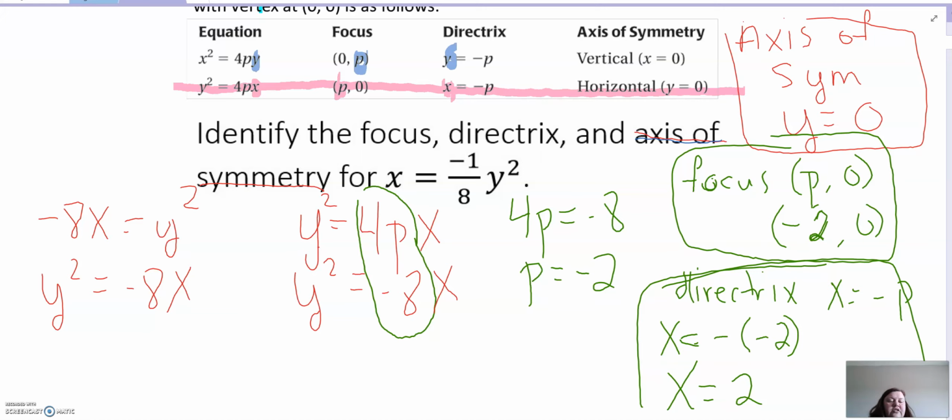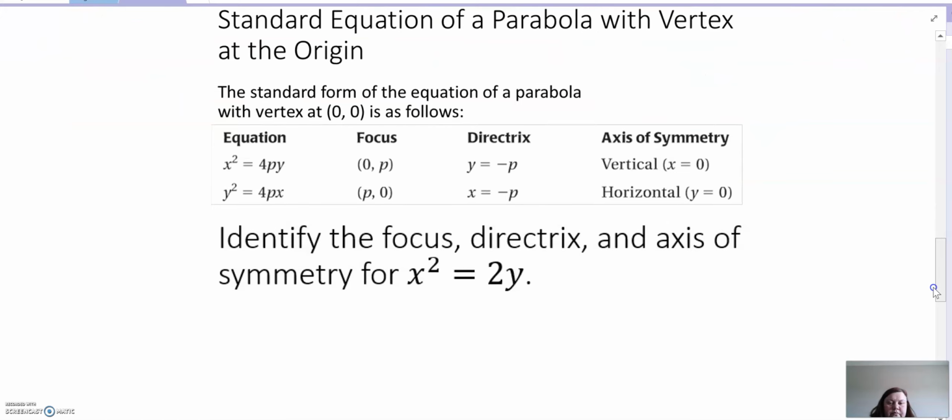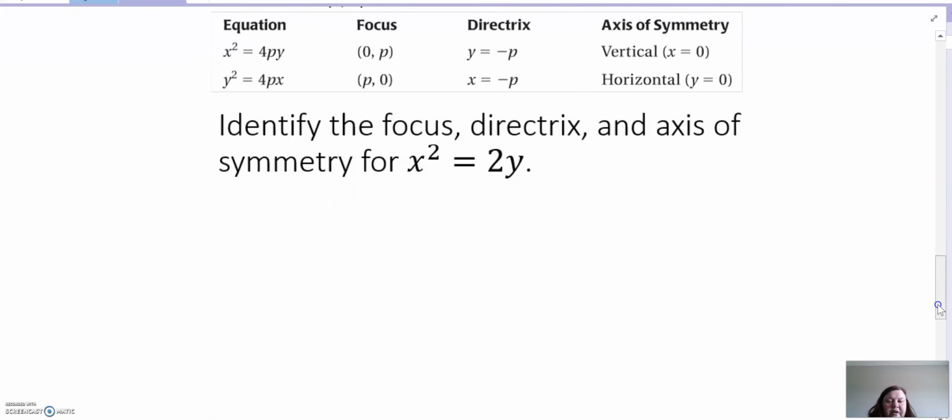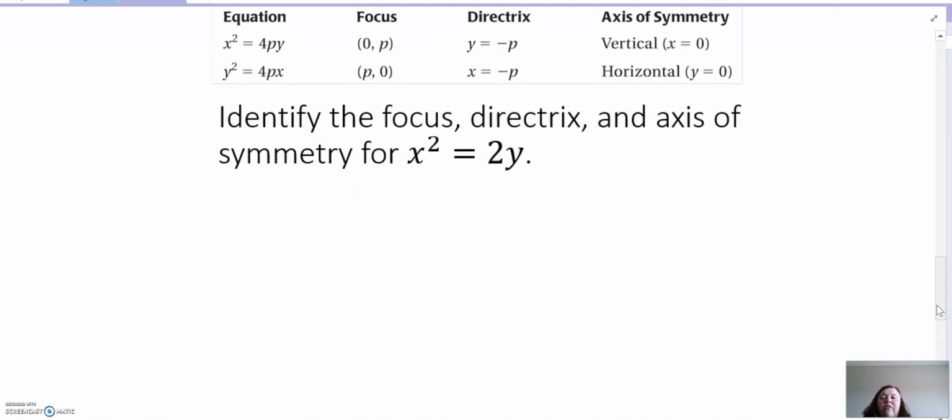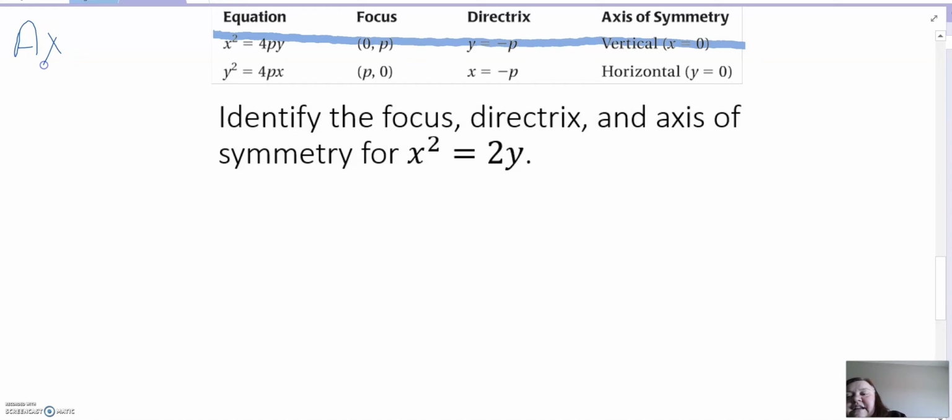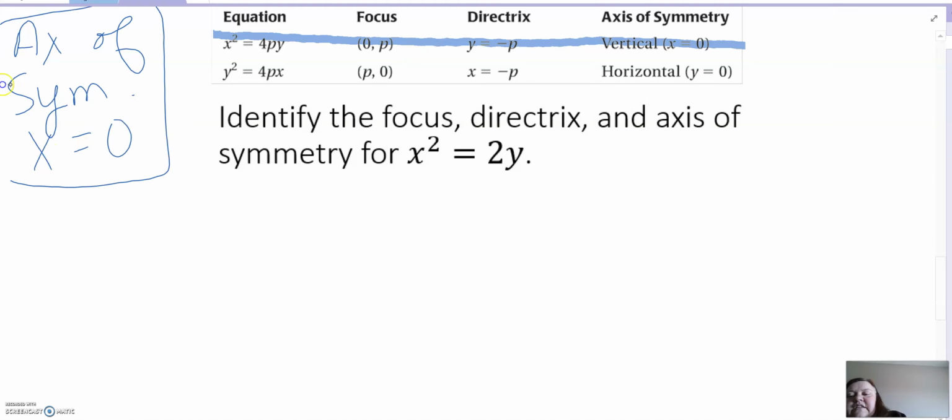Okay. Let's try another example of this. This time, we have x squared equals 2y. So it's already in the correct format. It looks just like my top row here. So that's the information I'm going to use. My axis of symmetry is now x equals 0. So I'll go ahead and write that down. So my axis of symmetry is x equals 0. So I have that piece of information out of the way.